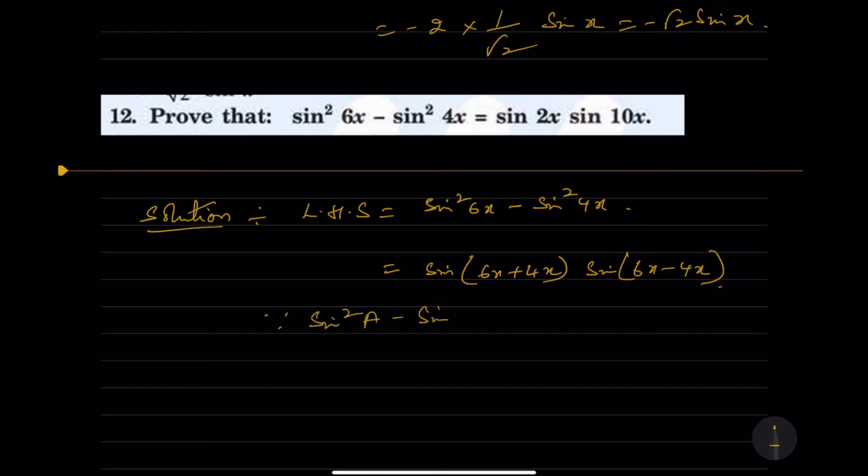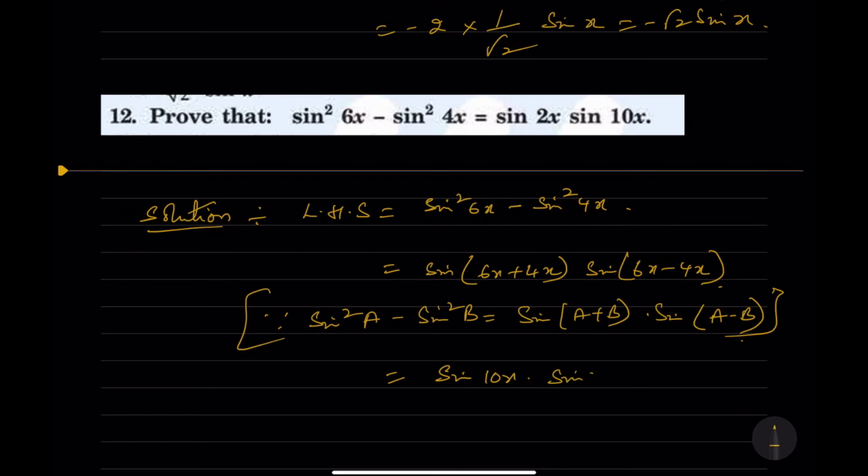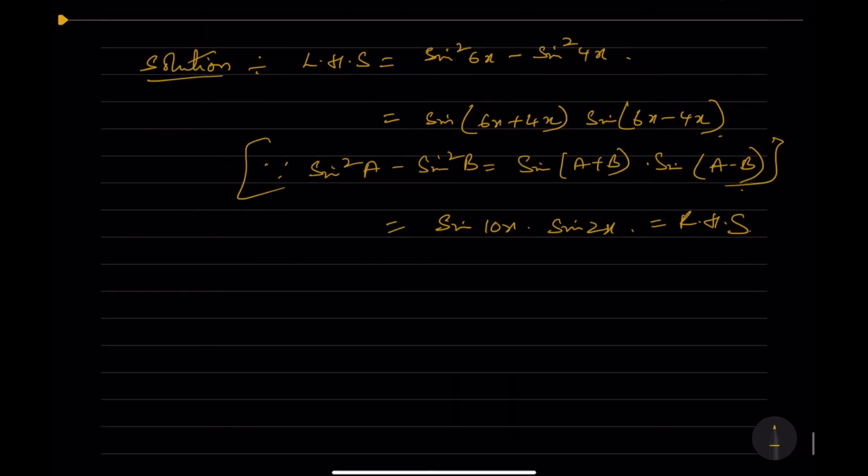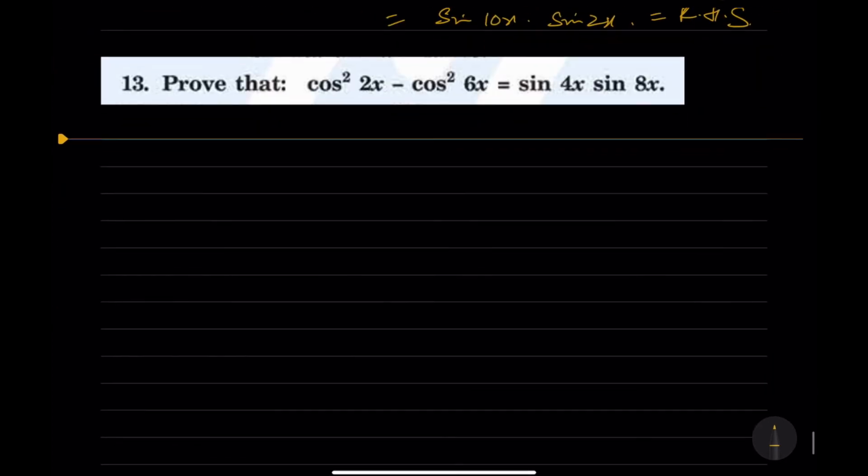Since sin square a minus sin square b is equal to sin (a plus b) into sin (a minus b). So sin (6x plus 4x) is equal to sin 10x, and sin (6x minus 4x) is equal to sin 2x. So that is sin 10x sin 2x, which is equal to RHS. Hence proved. Now going into the 13th one, prove that cos square 2x minus cos square 6x is equal to sin 4x sin 8x.